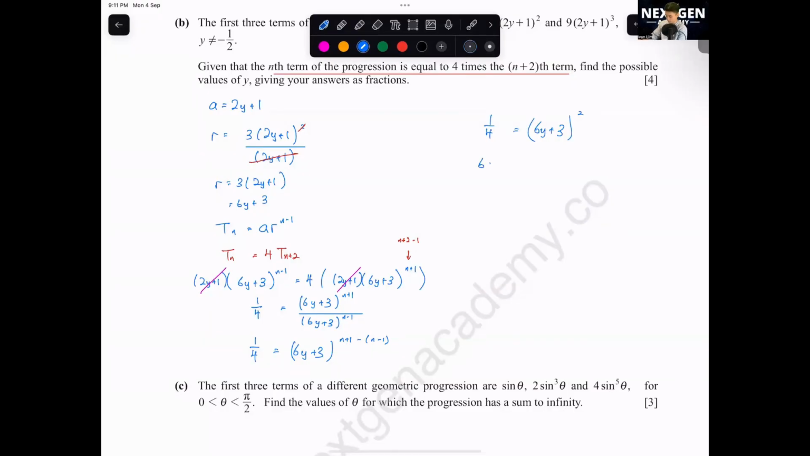Okay, I just flip it. So this one will become plus minus square root of 1 over 4, which is plus minus 1 over 2. Okay, then we split into both positive and negative. So y equals 1 over 2 minus 3 over 6, and y equals negative 1 over 2 minus 3 over 6. You get y equals negative 5 over 12, y equals negative 7 over 12.